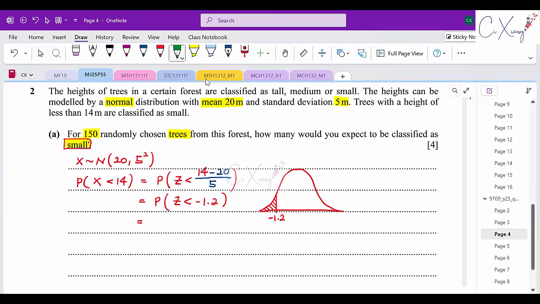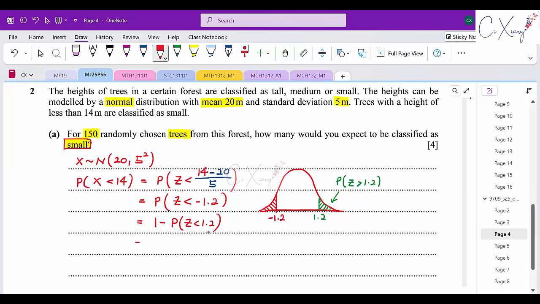To find out this particular area, we can't get the negative value of Z in the table. So we are trying to see this area is particularly the same as which one? So it is basically the same as the area where Z is greater than positive 1.2. And to get Z greater than positive 1.2, you have to take 1 minus the probability of Z smaller than 1.2. And this is the value that you can get from the normal table in the MF19.